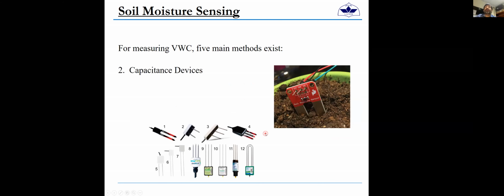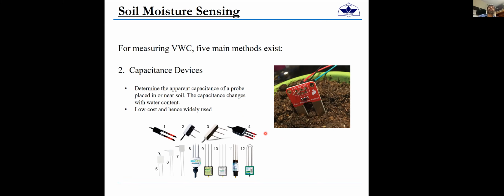Then the second method is, as I have already told you, the most widely used: capacitance devices. You also need to put these devices into the soil sample, as you can see here in this figure. They determine the capacitance of the probe which is inserted in or near the soil. This capacitance is a function of the water content around it. Based on the capacitance sensed, we can calibrate how much water content the soil sample has. They are very low cost, very cheap, very widely used, and available in many different configurations and shapes.